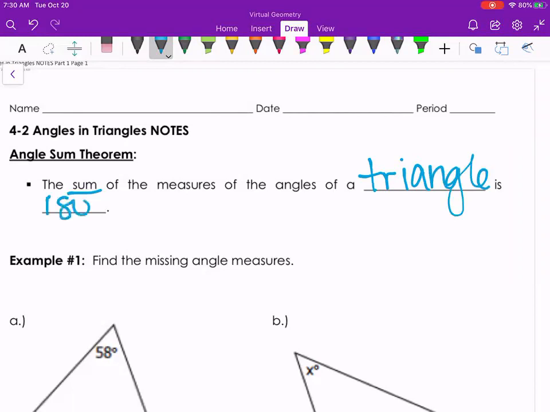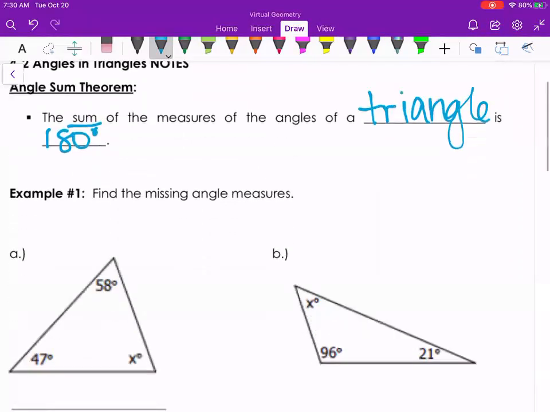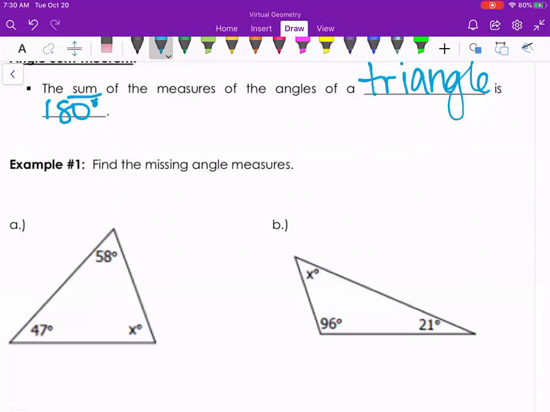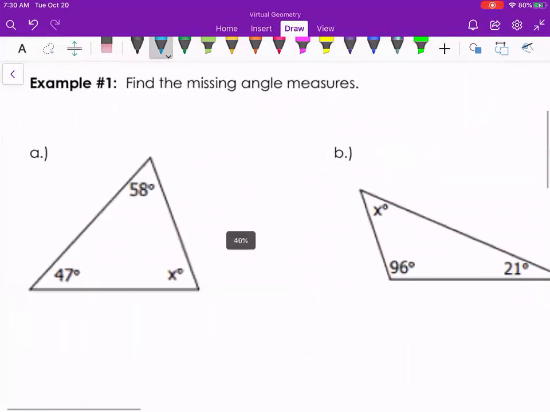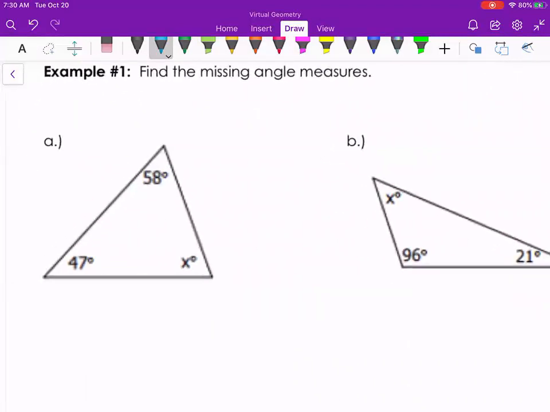have to measure 180 degrees. So all three of those angles in the triangle have to make 180. So let's see how that will work for our examples here. All right, so example 1A, find the missing angle measures.